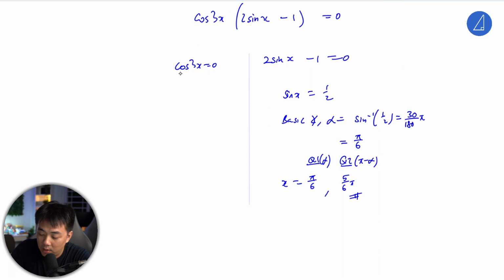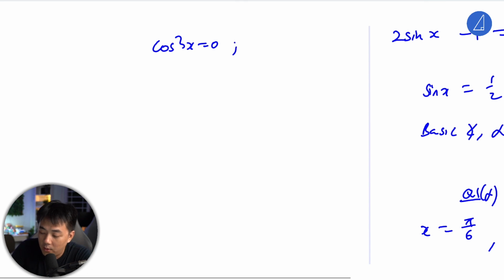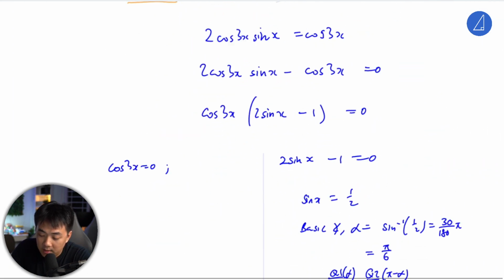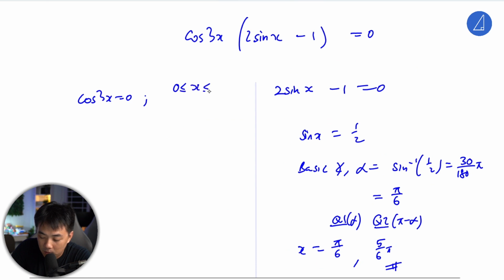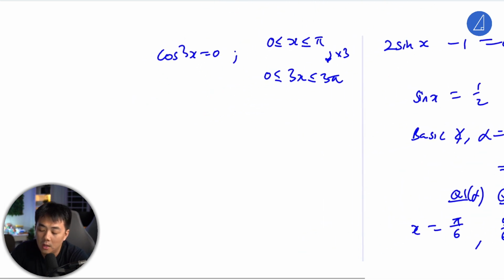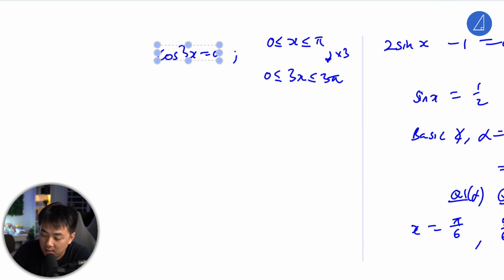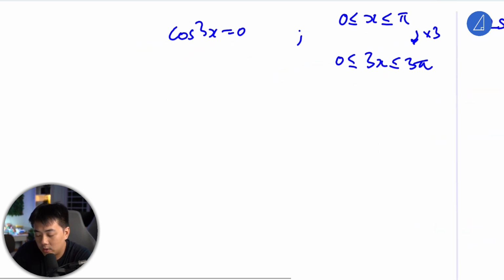What we need to worry about next is cosine 3x. This is maybe slightly trickier, but let's see. For cosine 3x, I know that x is from 0 to pi. So when multiplied by 3, 3x should be between 0 and 3 pi. So in this case, cosine 3x equals 0 will mean that 3x is equal to pi over 2 or 3 over 2 pi.